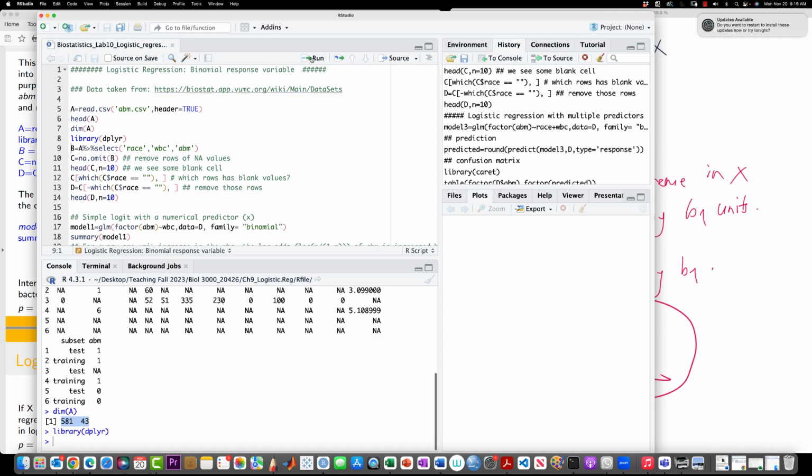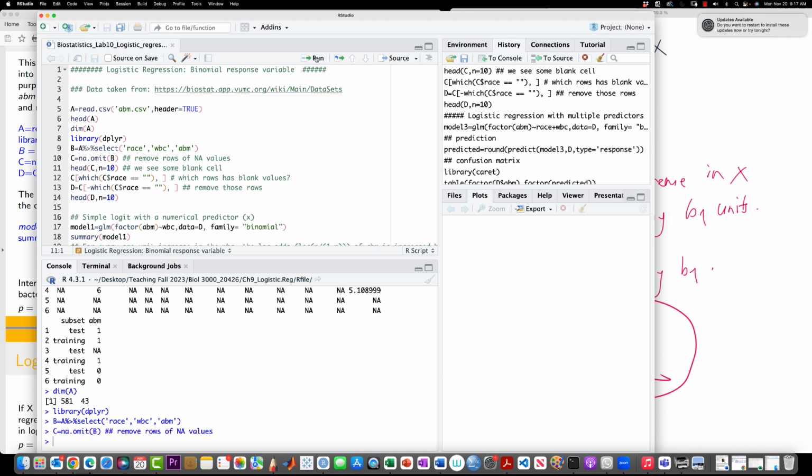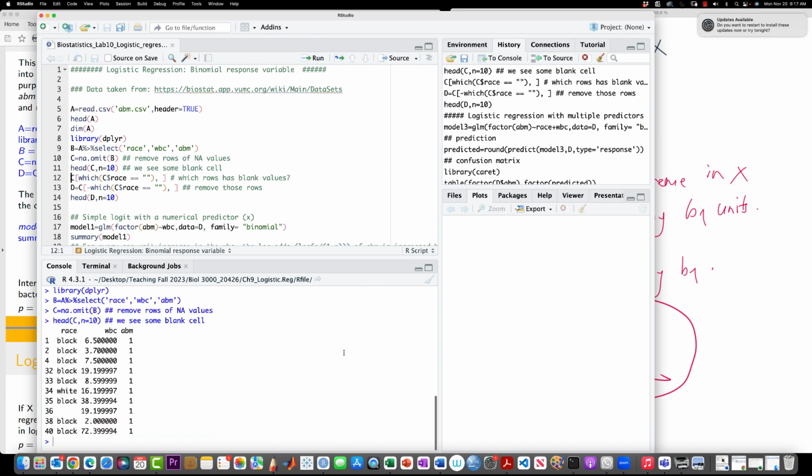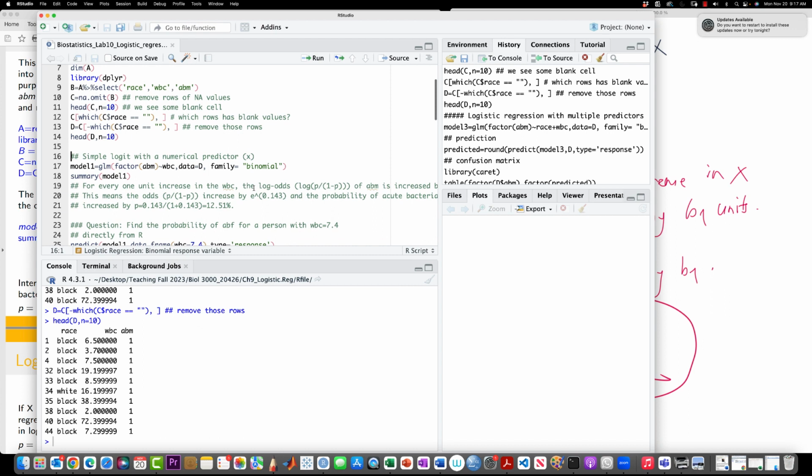I am using the library dplyr to select. I'm giving a new name B, where I'm taking columns from A. I'm picking only 3 columns: race, WBC and ABM. Then I'm removing the NA values in B, and let us see how it looks. When I look at the head of C, after NA removal, there are still some blank values. So we are removing the rows with blank values as well. Now we run the logistic regression.